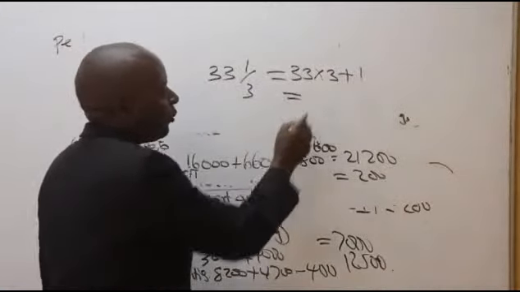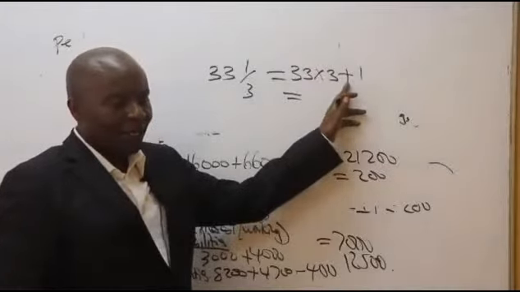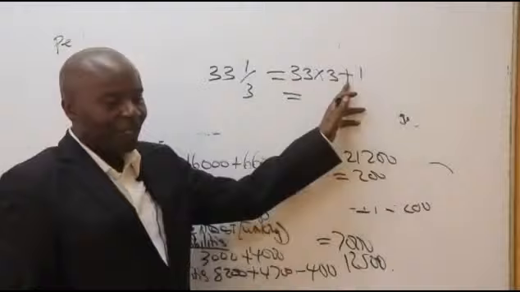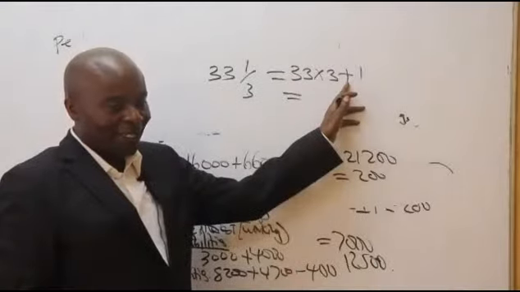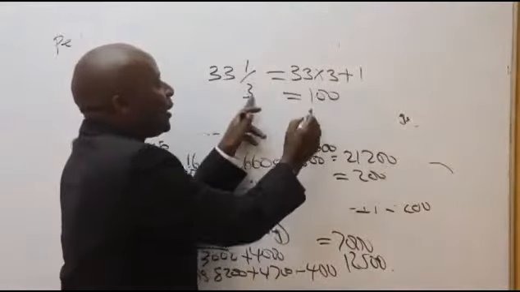Which will end up giving me what figure? Somebody, could you kindly help me here? 33 times 3 plus 1 gives me what figure? 100, right? How to change 100? So it will be 100 over these 3, isn't it?